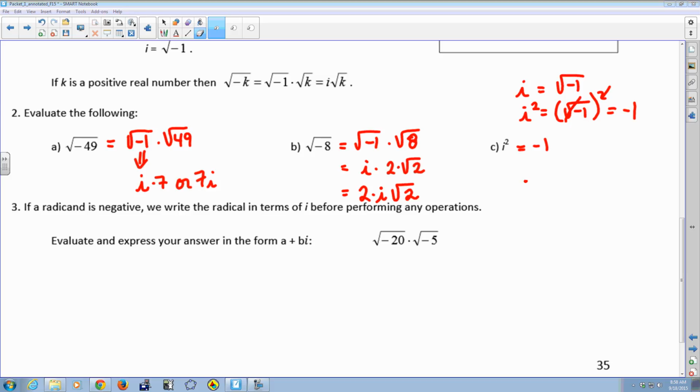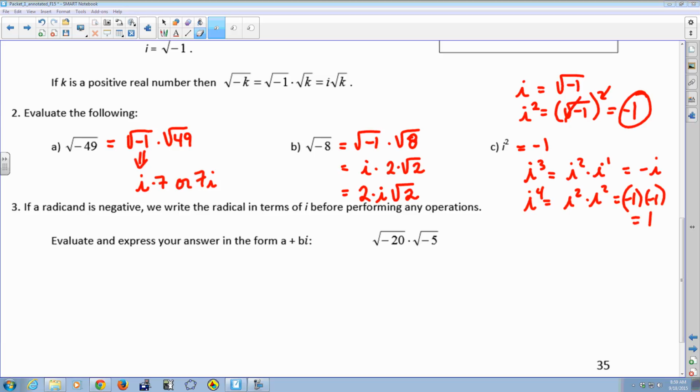So let's play this game. What would happen if I cubed i? Well, cubing it would be i squared times i to the first power. So i squared we just discovered is negative 1. So this would be negative i. And if I raise it to the fourth power, I get i squared times i squared, which is negative 1 times negative 1, which is 1.